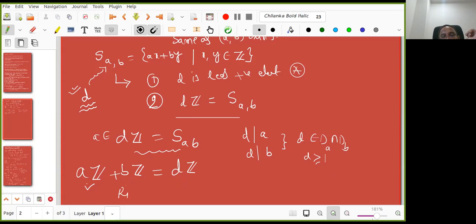Those who know ring theory, this is a principal ideal. BZ is a principal ideal. The sum of two ideals is an ideal, and Z is a principal ideal ring, so it is generated by a single element. See, a lot of beauty is there. That is what Ishan wanted to tell. Okay, so now can you predict, what is D? Till now we proved it is a common divisor.